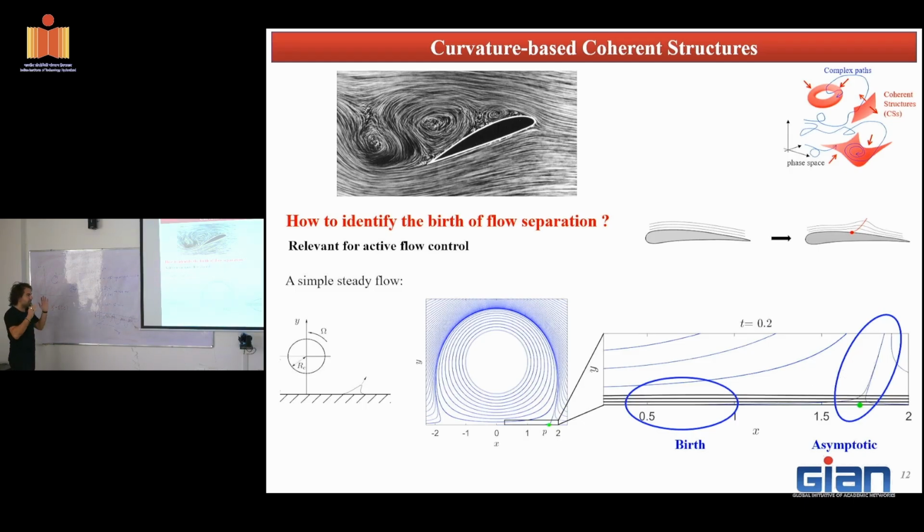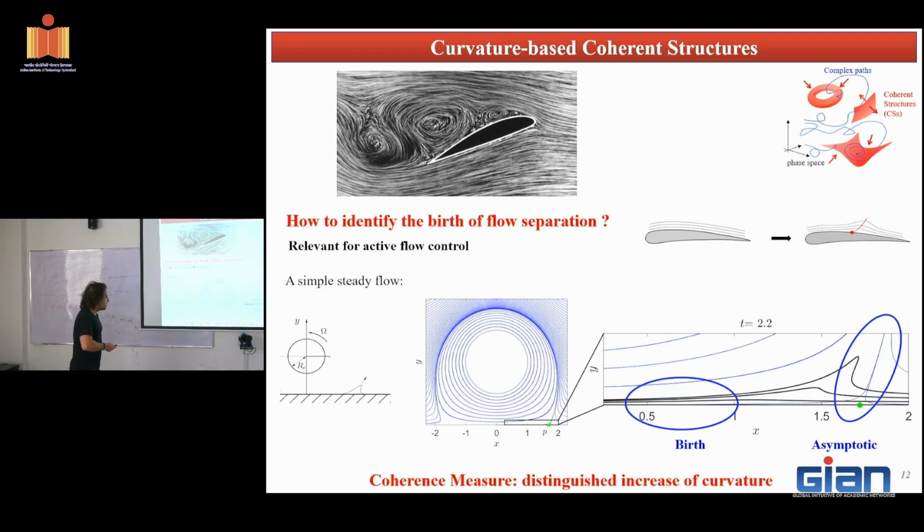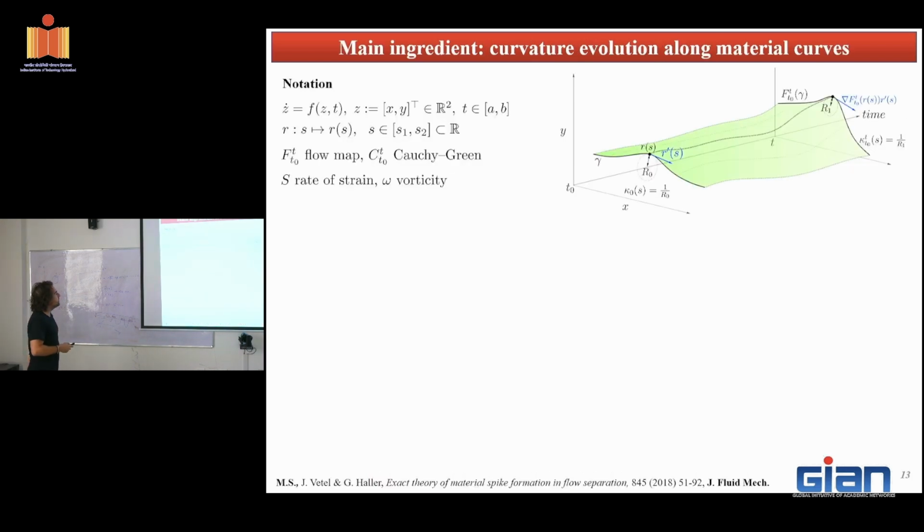And eventually I said, okay, let me sit down and rethink what's the problem, what's the coherent notion here. Okay, so let me look at distinguished increase of curvature, because for every one of these layers, these points are actually likely the points that will bend the most. Okay, and that's basically what we did.